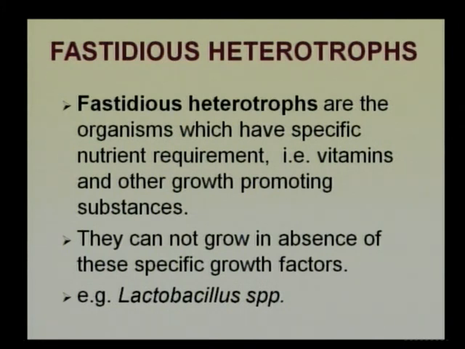The next category is known as fastidious heterotrophs. Fastidious heterotrophs are organisms which have specific nutrient requirements, especially vitamins and other growth promoting substances. In the absence of these growth promoting substances, that is vitamins, these organisms cannot grow. So for growth of a particular fastidious heterotroph, we have to supply these specific vitamins in the medium. For example, for cultivation of Lactobacillus, we have to supply about 8 different types of vitamins in the medium. So this is about the cultivation of heterotrophs.